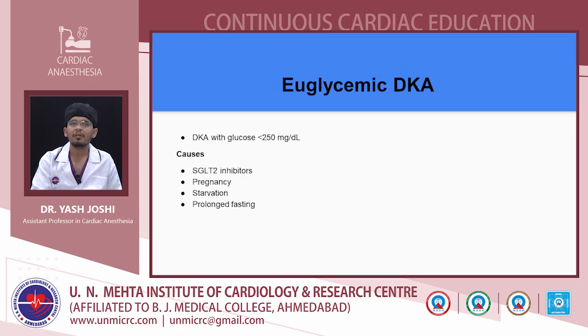Now coming to the special type of DKA, that is euglycemic DKA. Euglycemic diabetic ketoacidosis is becoming increasingly important because of the widespread use of SGLT2 inhibitors like dapagliflozin. In these patients, glucose level may appear relatively normal, leading to delayed diagnosis. Therefore, any sick diabetic patient who is taking an SGLT2 inhibitor should be evaluated for ketosis as well as acidosis, even if the blood glucose is not markedly elevated.